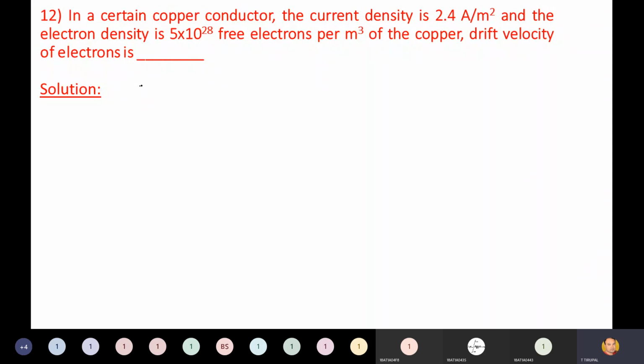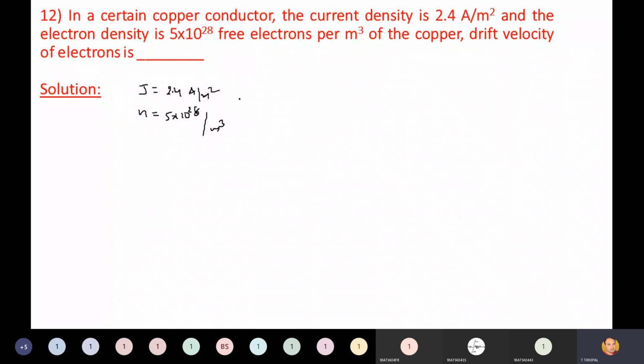Current density, what is current density? J. J is equal to how much? Current density J is given by 2.4 amperes per meter square. Units are amperes per meter square. Electron density means what? N. N is equal to how much? 5 into 10 power 28 free electrons per meter cube.